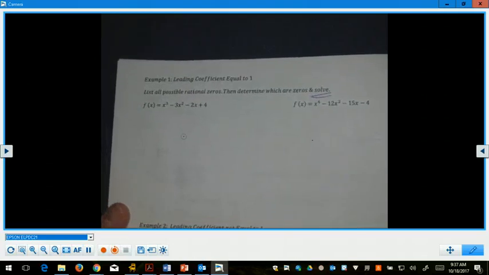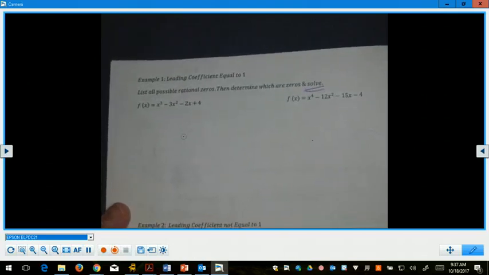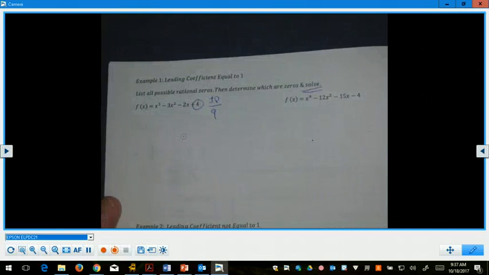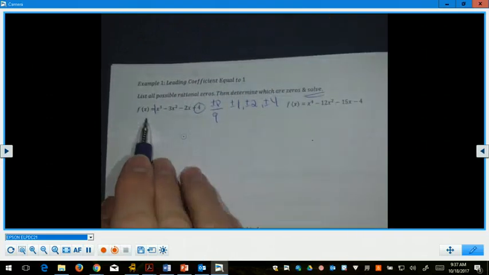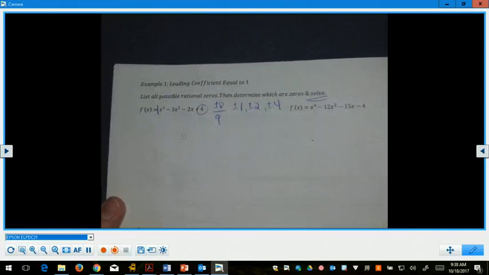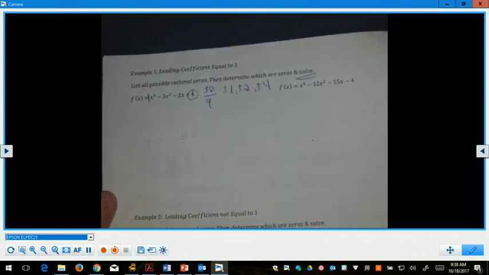So what is the value of p for this function? 4. So those are going to be factors of my numerator. Remember, I'm supposed to put p's over q's. Q is 1. So my factors of 4 are going to be plus or minus 1, plus or minus 2, plus or minus 4. And q is just 1. If I divide those by 1, I'm still going to get the same numbers. So there are 6 possible zeros.